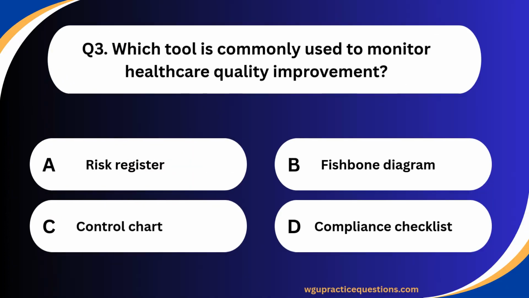Question 3. Which tool is commonly used to monitor healthcare quality improvement? A. Risk register. B. Fishbone diagram. C. Control chart. D. Compliance checklist. Which one is the correct answer?